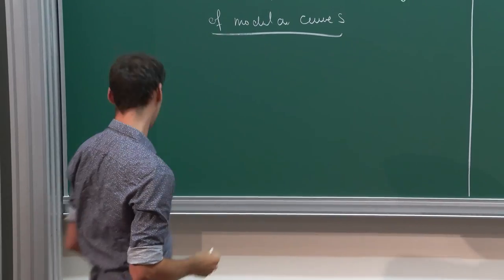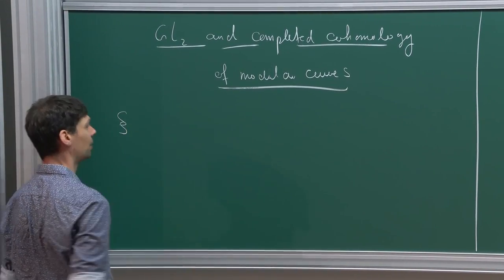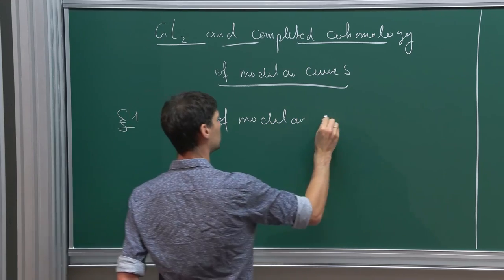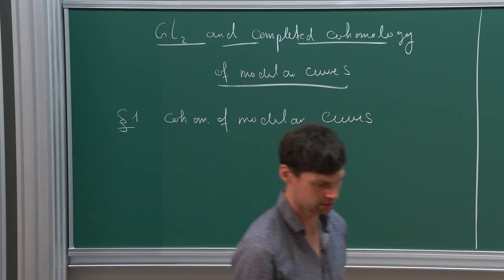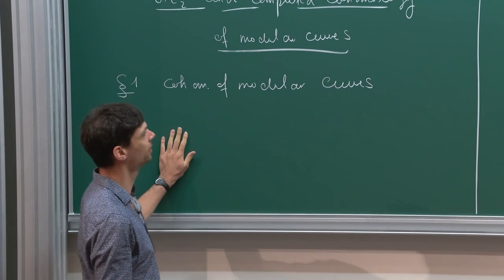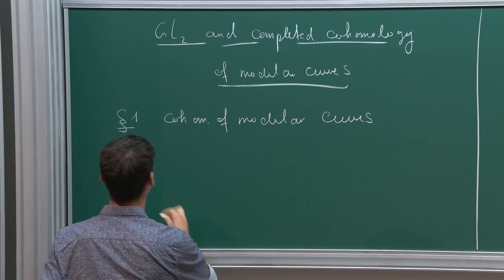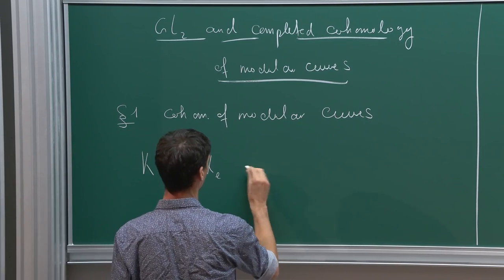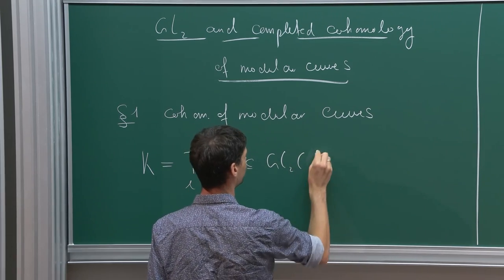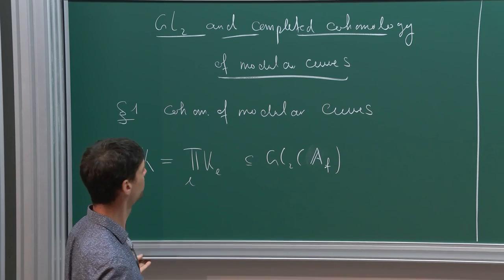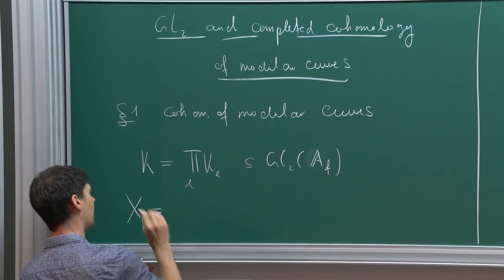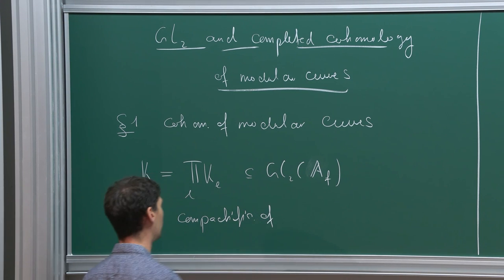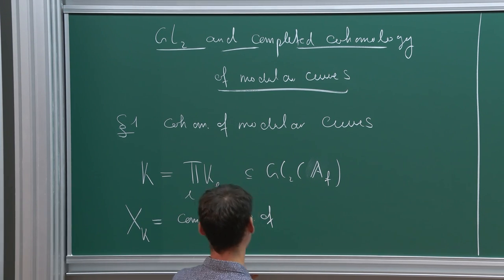All right, so let's start with the non-completed case, the classical cohomology of modular curves. What's my setting? I want to consider an adelic modular curve, or maybe its compactification. I fix a level subgroup K, a product over K_l at the various primes l in GL2 of the finite adeles. Then I can attach to this X_K, the canonical compactification of the moduli space of elliptic curves of level K.